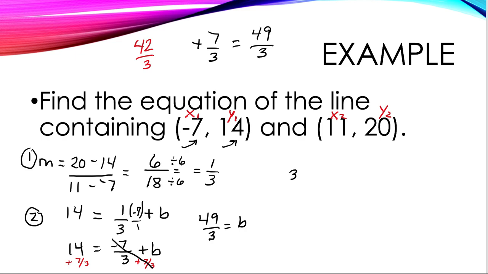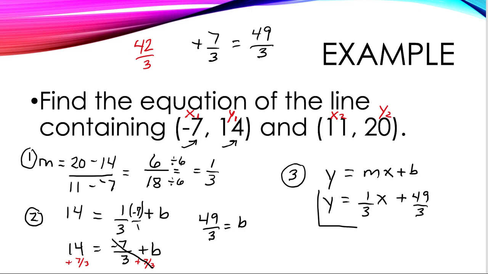And then finally, remember step 3 is to take your formula and plug in your slope, your m value, which is 1/3, and plug in your b value, which is 49 over 3. And now you have the equation of the line through those two given points. So remember your 3 steps. Find the slope, find the b value, and then plug them in.